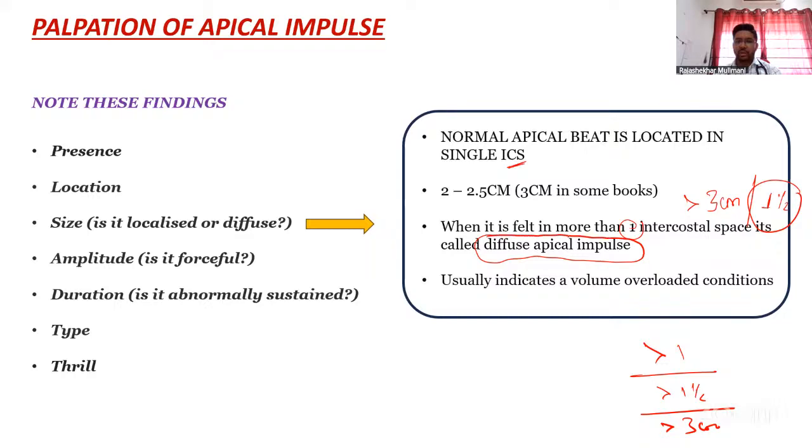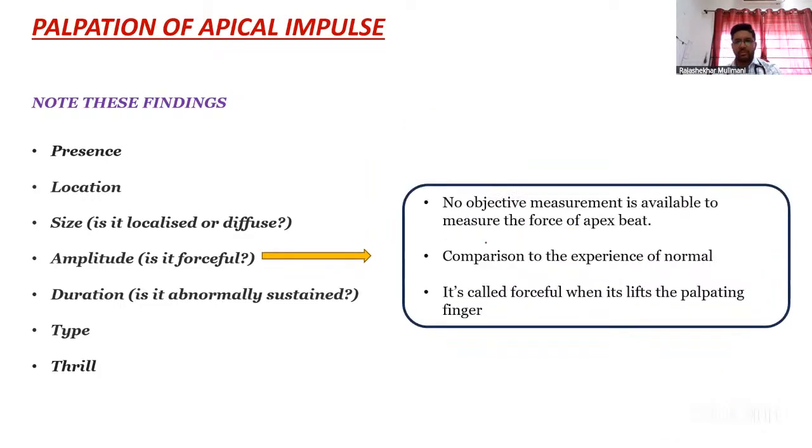The diffuse apical impulse is usually seen in volume overload conditions. It can be valvular lesions like mitral regurgitation, aortic regurgitation. It can also be due to anemia, thyrotoxicosis, sometimes Paget's disease of the bone, some AV malformations. Any volume overload condition can cause a diffuse apical impulse. And what do you mean by diffuse? When it is felt in more than one intercostal space.